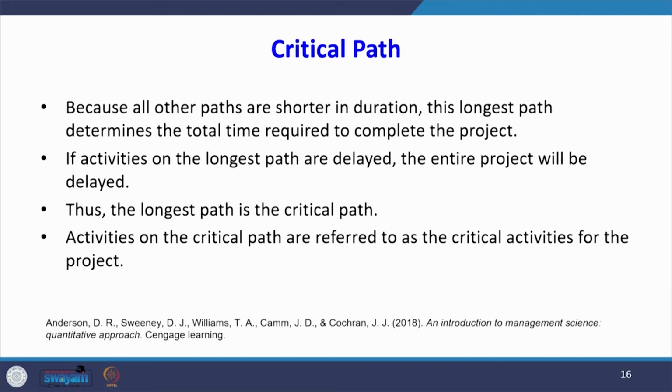Because all other paths are shorter in duration, this longest path determines the total time required to complete the project. If activities on the longest path are delayed, the entire project will be delayed. So, the longest path is called the critical path. Activities on the critical path are referred to as the critical activities for the project.